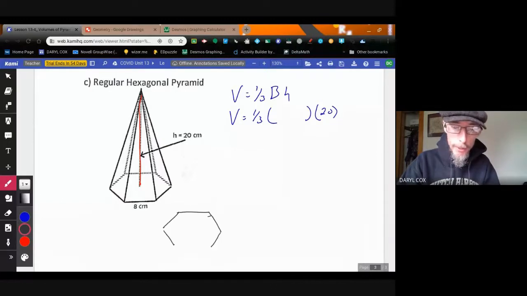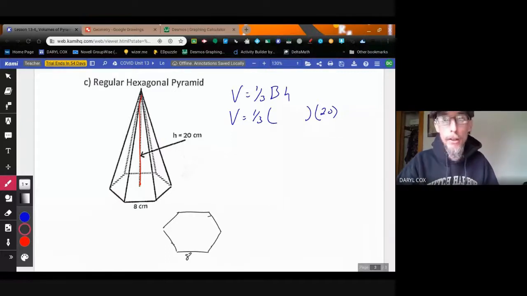A hexagon has 6 sides. And notice we're told that this is 8. And it is a regular hexagon. What does regular mean? Hopefully you remember that regular means congruent sides and angles. A lot of people are only telling me congruent sides. It's congruent sides and angles.